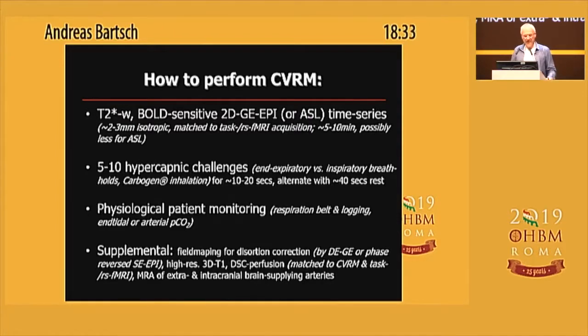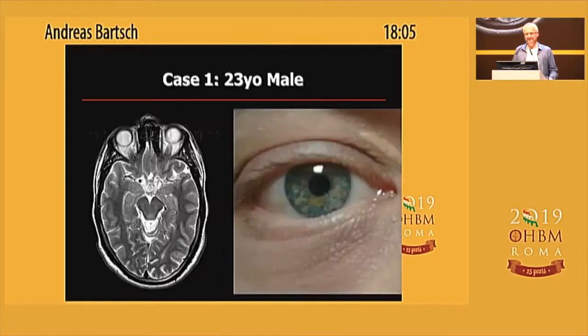You do the physiological patient monitoring with a respiration belt and logging. If you have access to it, you also measure end tidal or arterial partial pressure of carbon dioxide. And then you run a couple of supplemental sequences, such as field mapping, such as a normal anatomical scan, such as DSC perfusion, and probably an angiography sequence.